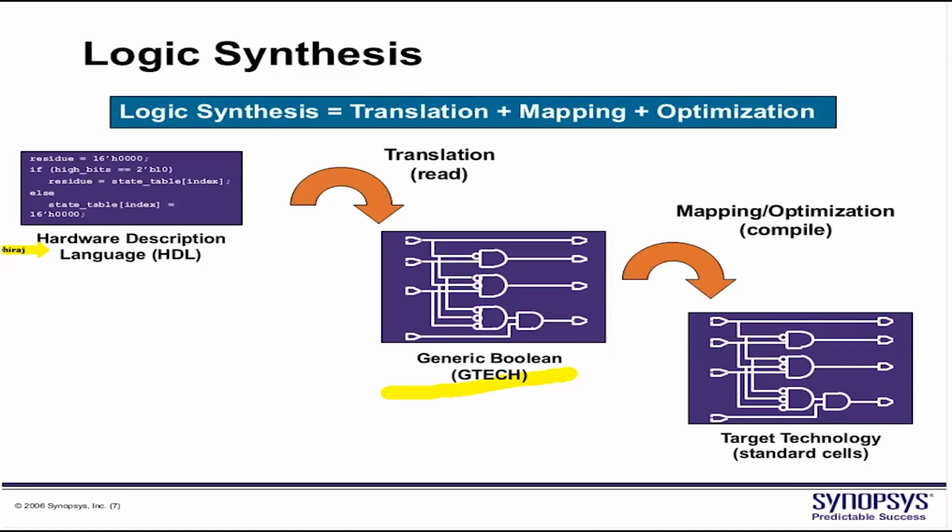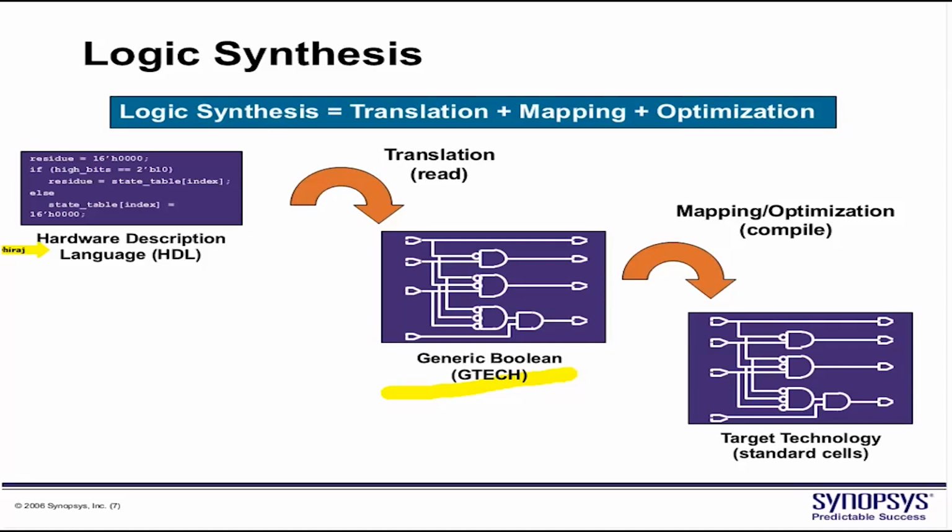Now let's say the same design I have manufactured in 90 nanometer, and now I want to go to 65 nanometer. The first part, that is translation, will remain the same. It won't change because the generic Boolean is not changing. It is the same irrespective of technology. It is simply a collection of gates available in Design Compiler, and they are not linked to any technology. They are generic. So the first process will not change.